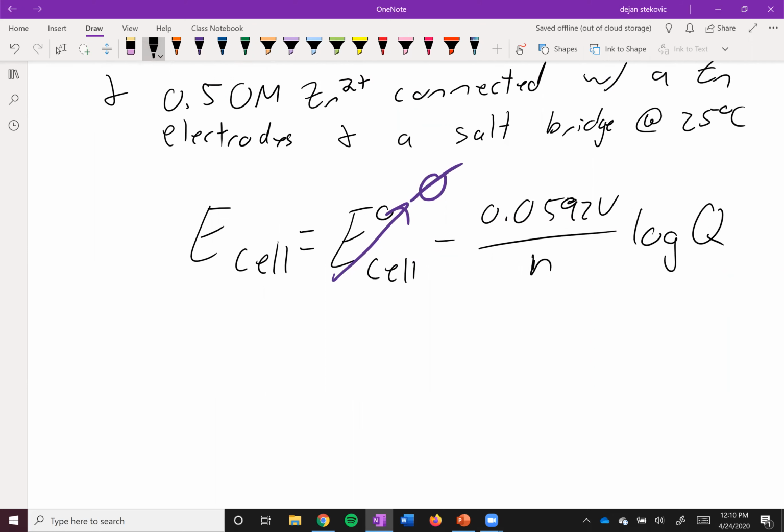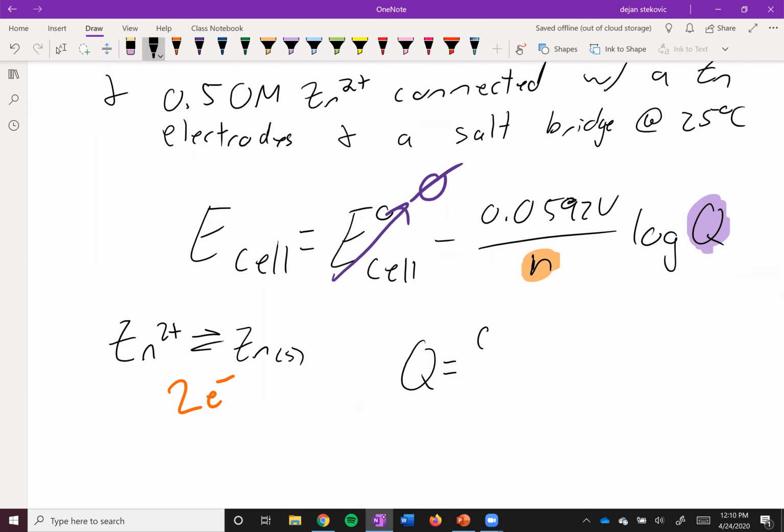And then let's take a look at N next. What the heck is the value of N going to be? Well, we're thinking about zinc 2 plus going to zinc solid, and so you can see that's a 2 electron change. And so we're going to plug in 2 there. And then finally, our Q. What is our Q going to be?